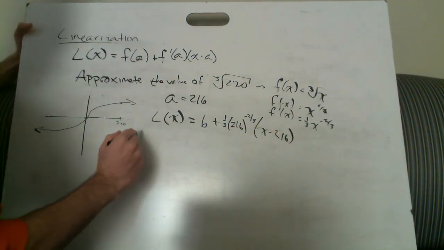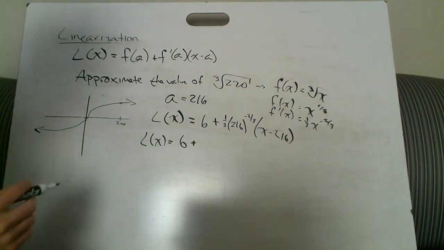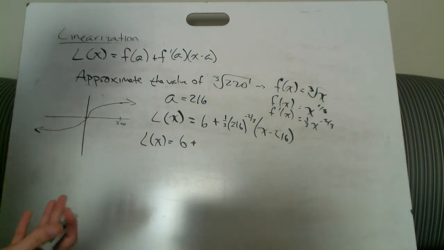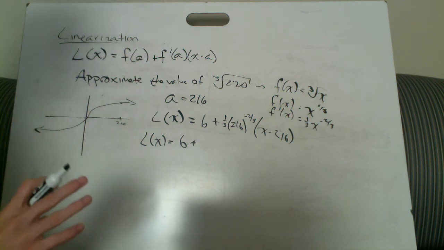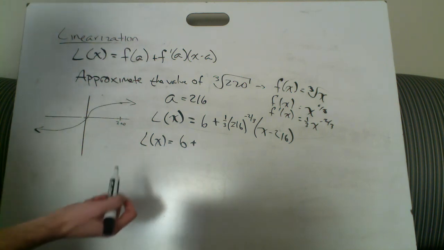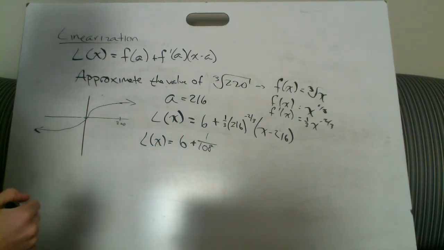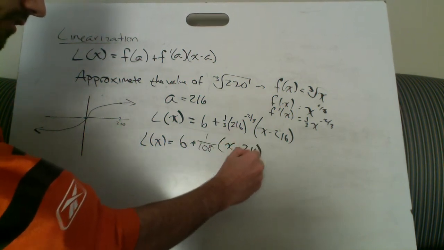Great. So L of x should be 6 plus, all right, we know that 216 to the 1/3 is 6, because the cube root of 216 is 6. So 216 to the 2/3 is just 6 squared, which is 36. And the negative exponent, remember, makes it the reciprocal. So it turns that 36 into 1/36. We then multiply that by 1/3, and we get 1 over 108. And that'll be times x minus 216.